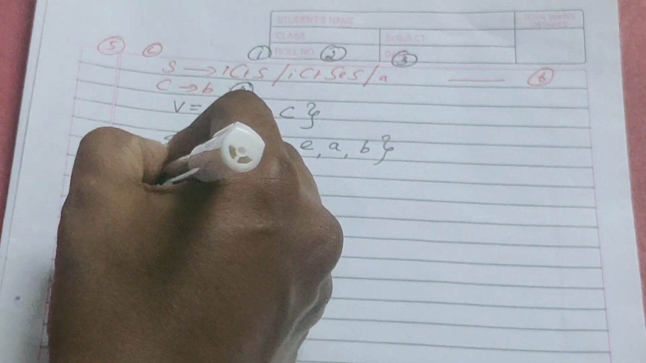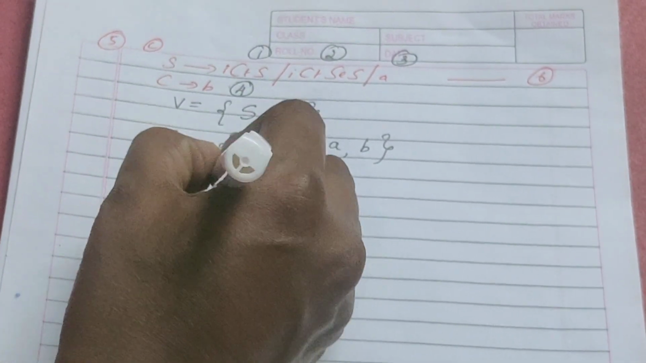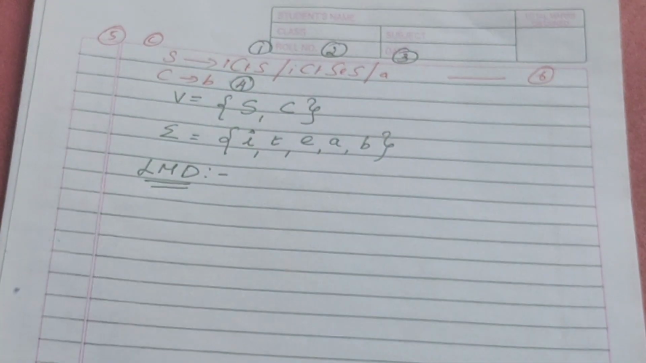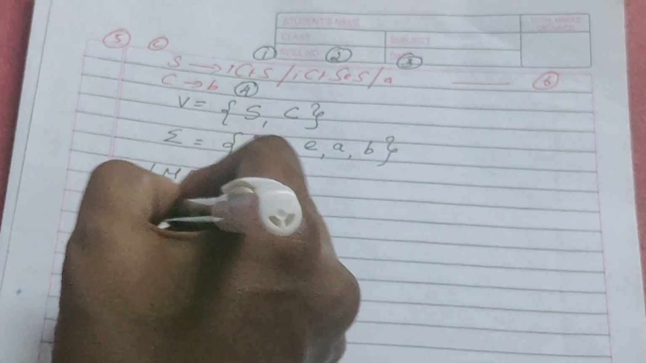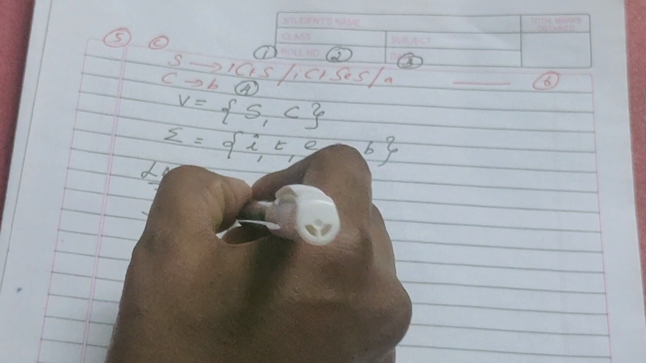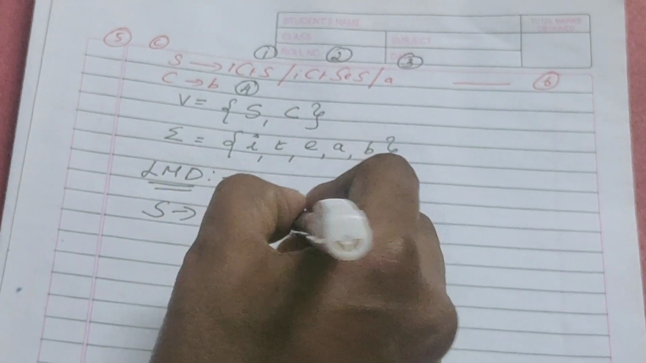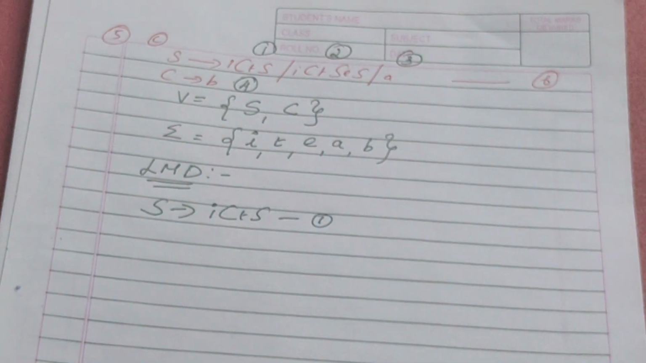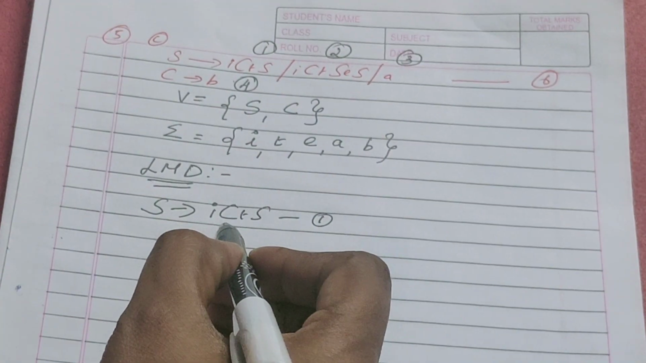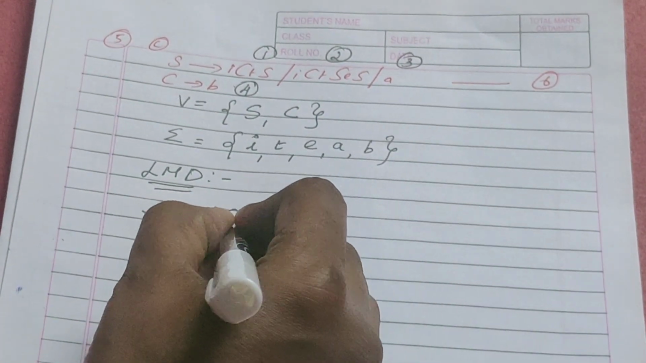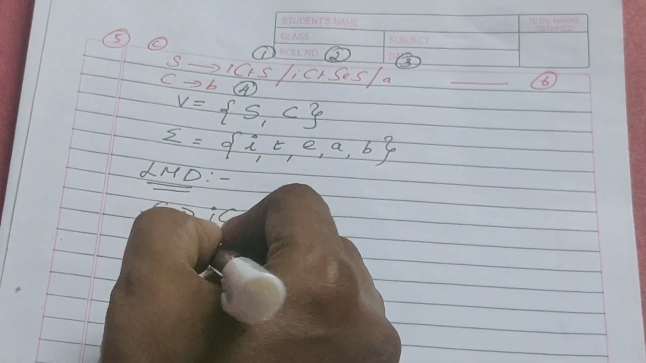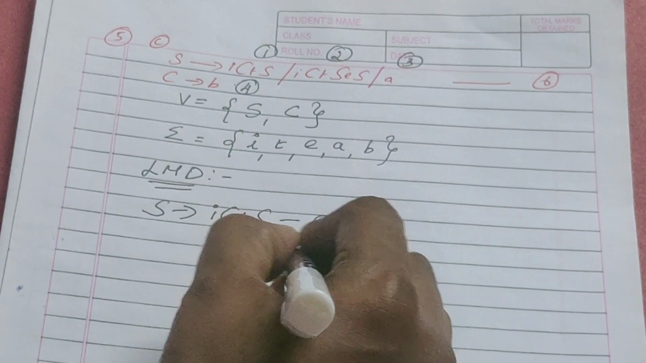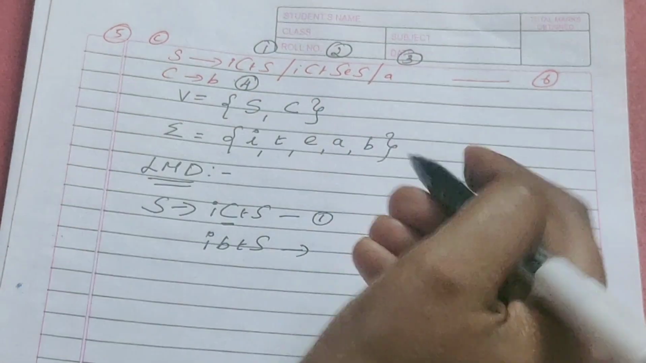I will use LMD, leftmost derivation. You people know what LMD is. Every time replacing the leftmost variable in the derivation process leads you to the leftmost derivation. So first I choose rule number 1, ICTS. Out of these two variables, let me choose the leftmost variable, which is C. Now in place of C, I replace it by B, IBTS.